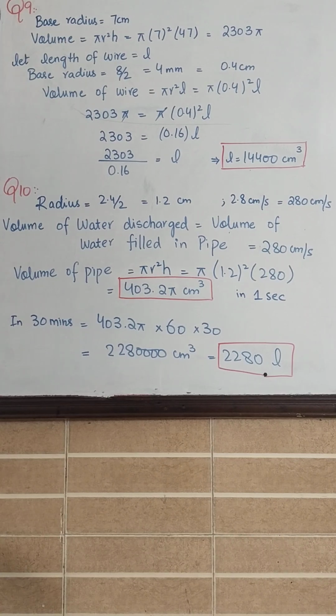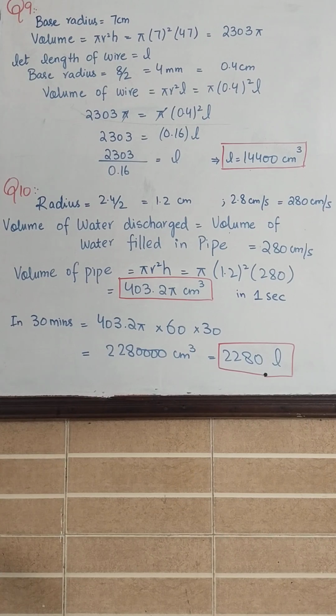Next, we are given the wire having diameter 8 mm, but we are not given the length of the wire. So here I am supposing the length of the wire is equal to L. Base radius is equal to half of 8, which is 4 mm. Again, to make the units the same, I am converting millimeter into centimeter, which is equal to 0.4 centimeter.